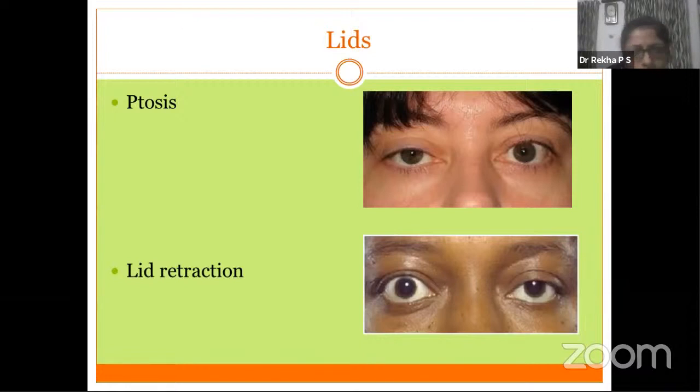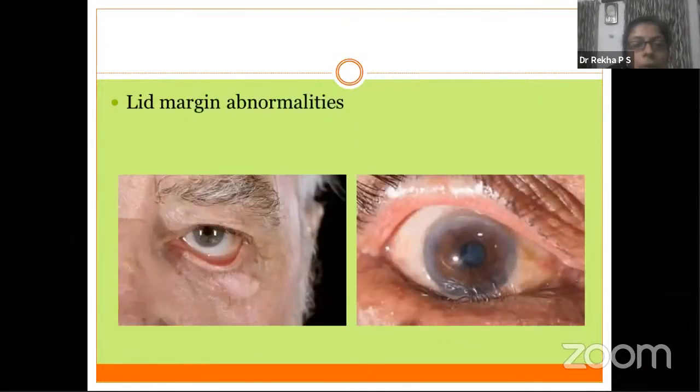You can see if there is any mild ptosis or lid retraction. You can look for lid margin abnormalities like ectropion and entropion. The patient may give vague histories like burning sensation or grittiness, and the main problem may be this.